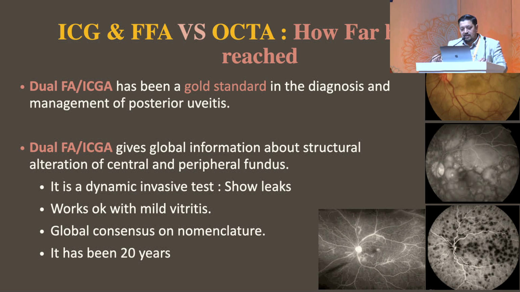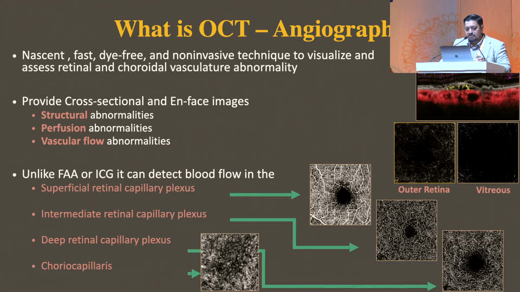So FFA and ICG have already been the gold standard in the diagnosis and management of posterior uveitis. Dual FFA and ICG gives global information about the structural alteration of the central as well as peripheral fundus. It's a dynamic, invasive test, as we are all aware. It shows leak, unlike OCTA, so it can show vasculitis very well. It works okay with patients with mild vitritis. It has global consensus on nomenclature, and it is a well-researched tool that has been used by clinicians for over 20 years.